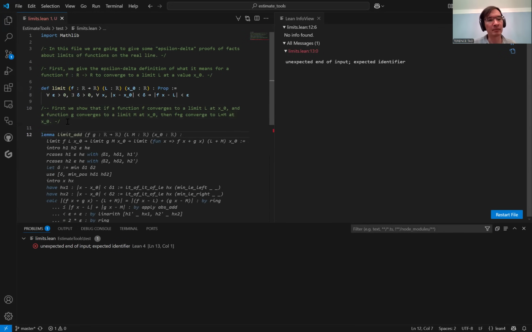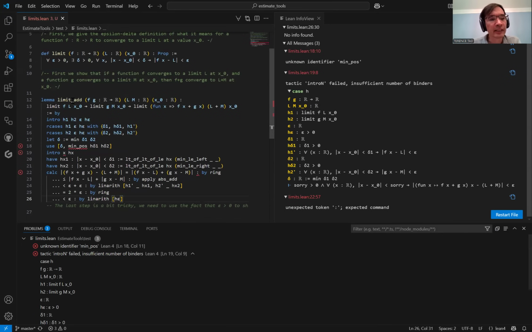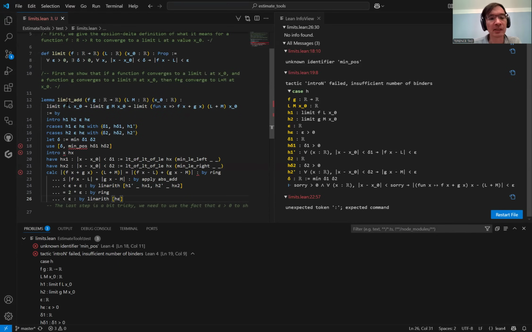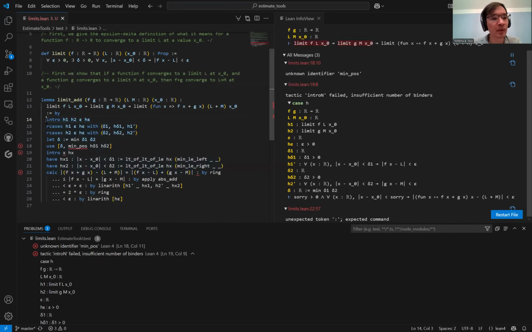Okay, so GitHub Copilot is suggesting me something. Let's have a look at it. Okay, so limit add: if f and g are functions, L and m are real, x naught is real, if limit f L x naught, which is our notation for f tends to L at x naught, and g tends to m at x naught, then the function f plus g tends to L plus m at x naught. Yeah, this is the correct definition. Okay, so let's have a look at what it's doing.